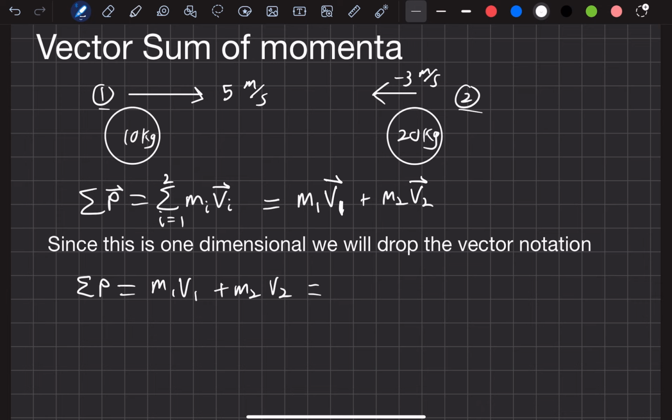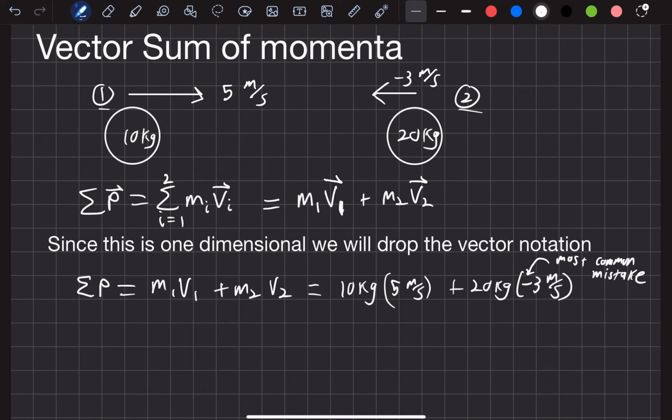Let's plug in some values now. For m1, we have 10 kilograms. For v1, we have 5 meters a second. And then we're going to add m2, which is 20 kilograms, times a negative 3 meters a second. And that right there, this little negative sign, is the most common mistake students make. Students often forget to put the negative in there. They often forget to assign the negative value because it's going in the opposite direction.